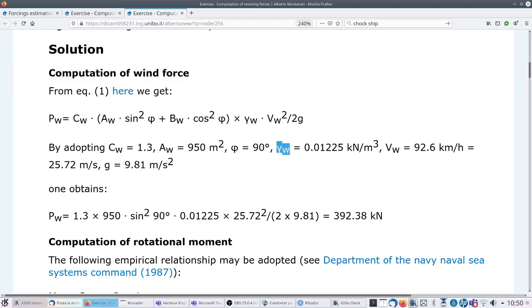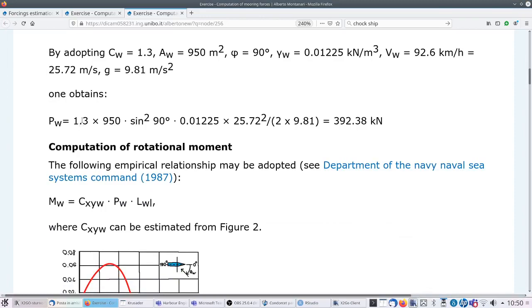this value for the density of air, which is also given in the web page linked above, and then we take the given wind velocity, in meters per second, the wind velocity is 25.72, but we will compute it. And then taking the gravity at 9.81, we obtain this relationship here.